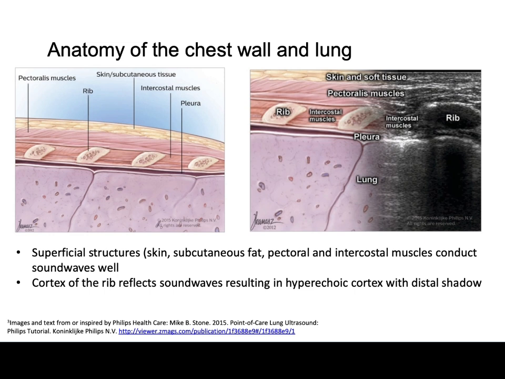The superficial structures, the skin, subcutaneous fat, pectoralis, and intercostal muscles conduct sound waves well. The cortex of the rib reflects sound waves, resulting in a hyperechoic cortex with distal shadowing.